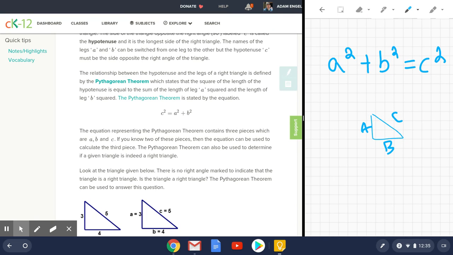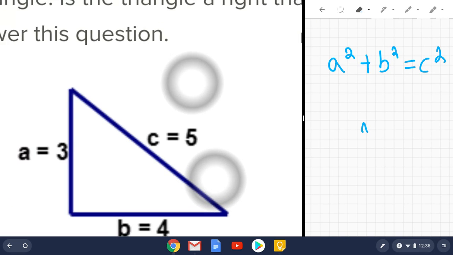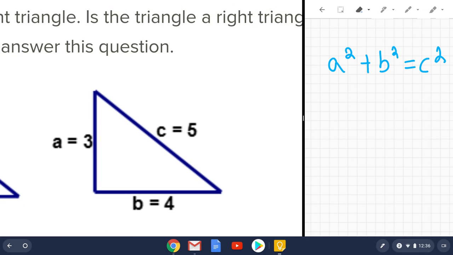We need to look at this triangle given below. There's no right angle marked to indicate that the triangle is a right triangle. Is this triangle a right triangle? The Pythagorean theorem can be used to answer this question. So I'm going to quickly erase this here. So I'm looking right here. A equals 3, B equals 4, and C equals 5.